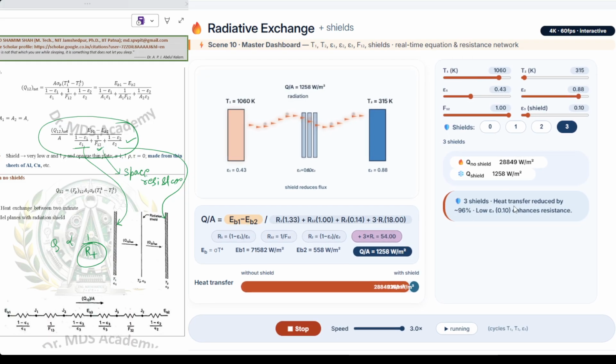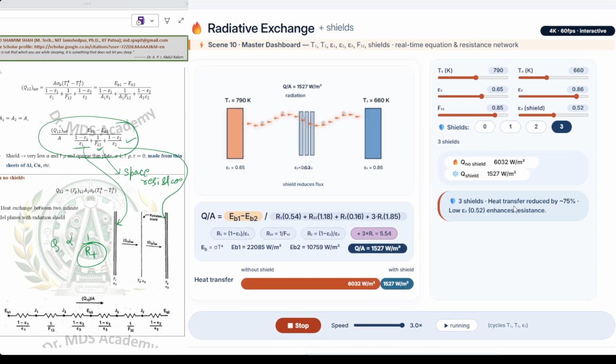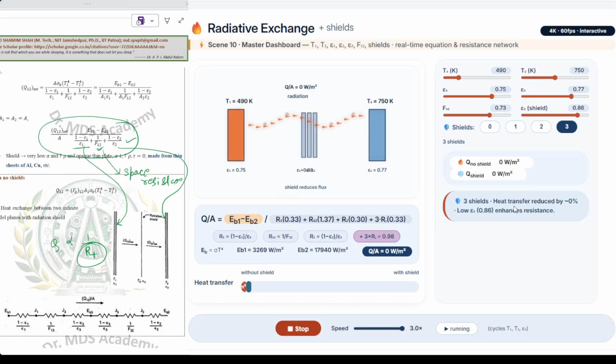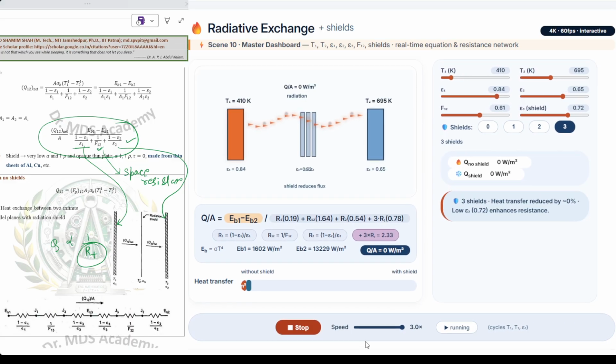So this was all about the heat interactions taking place between the two parallel plates by providing a number of shields, in case of radiation.